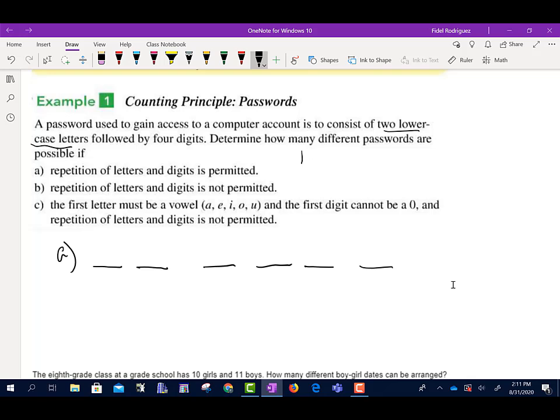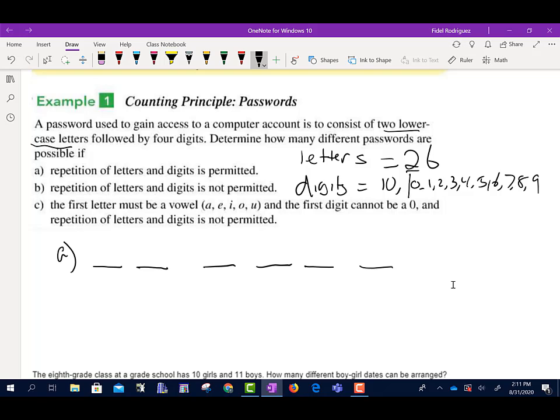So if we think about letters, we have 26 letters, right? In digits, there's going to be 10 digits. In case you're wondering, what are the digits? 0, 1, 2, 3, 4, 5, 6, 7, 8, and 9. Those are my 10 digits right there. Obviously the letters are A, B, C, all the way to X, Y, and Z. So repetition of letters and digits is permitted.